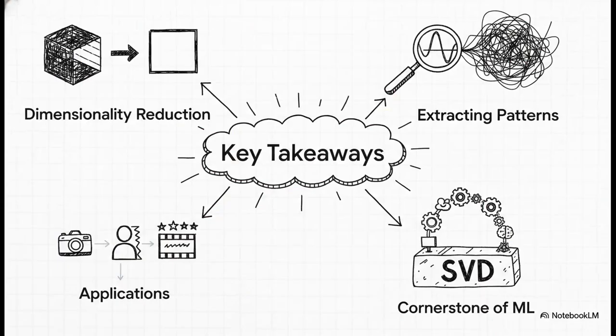So to quickly recap the key takeaways here, SVD is an incredibly powerful tool for simplifying data. It is fantastic at finding the most important patterns while filtering out all the noise. And it's this amazing ability that powers everything from data compression and background removal all the way to recommendation engines, making it a true cornerstone of modern machine learning.